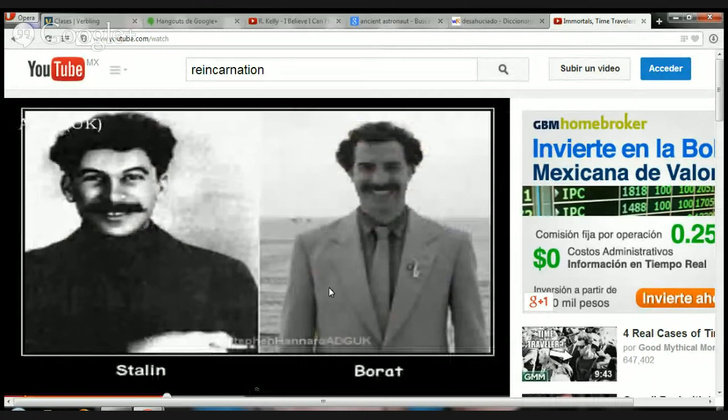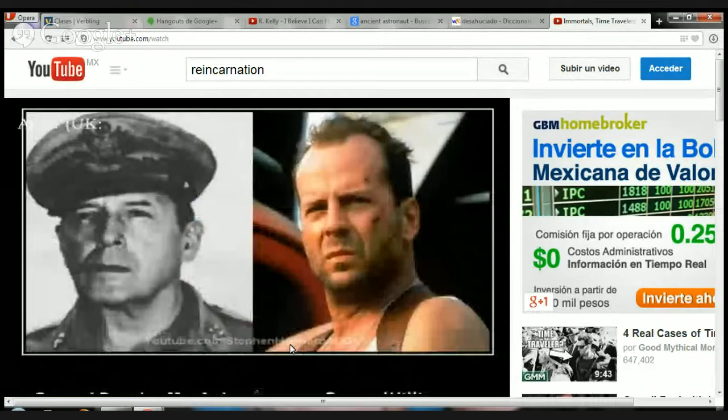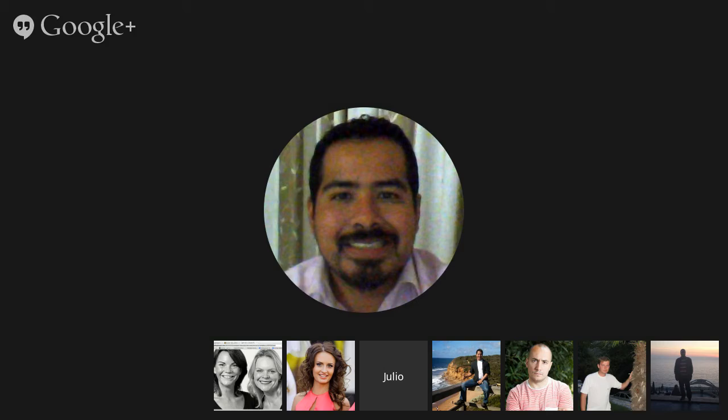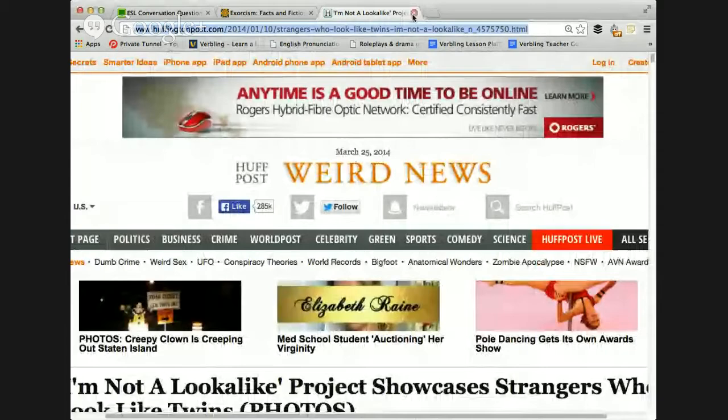Look, this is a funny one. Stalin and Borat. Oh my gosh. Yeah, here it is, Jorge, the I'm Not a Look-alike project. It's strangers who look like twins. Look at this one, Eddie Murphy and an unknown brother. Damn, they look very much alike. So do Anthony Hopkins and Socrates. Yeah, it's crazy. I think there is more to it than meets the eye. There are things that we don't know.